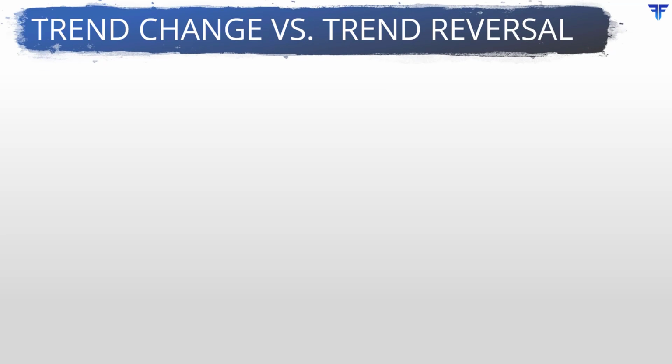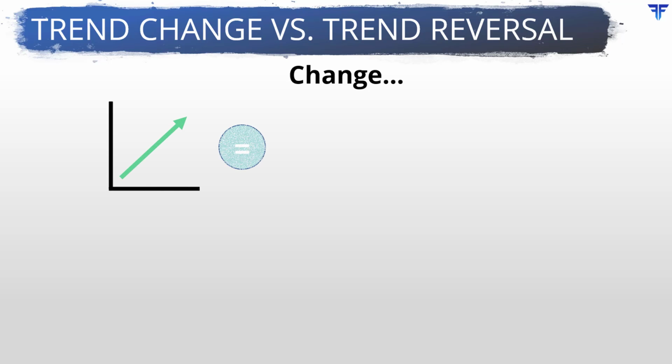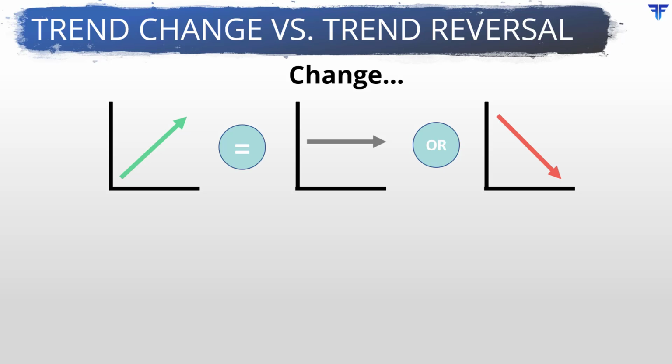Having said that, before we proceed any further, keep in mind that a change in trend does not necessarily imply a reversal in trend. There is a subtle distinction between the two. Let us explain this using the example of an uptrend. When someone says that there is a change in the prevailing uptrend, it means the uptrend has changed into either a sideways trend or a downtrend.